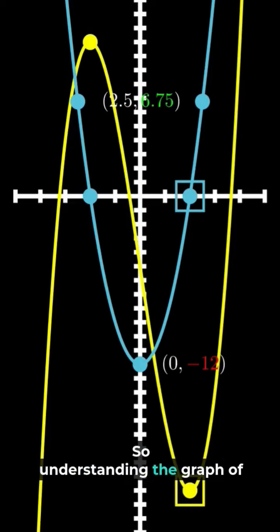So understanding the graph of our first derivative is important because it tells us really important information when describing our function.